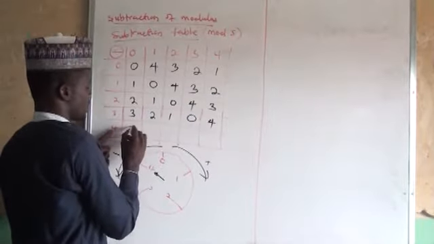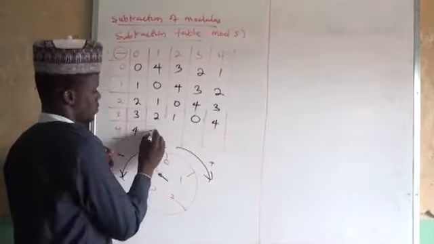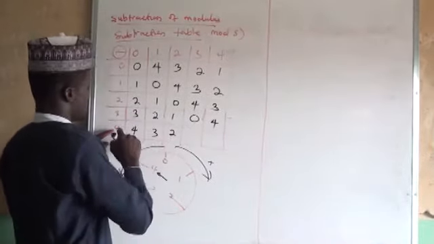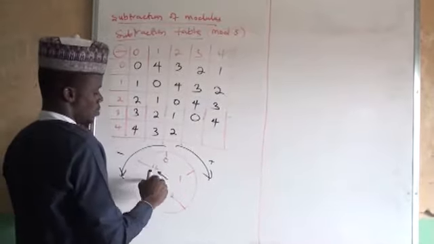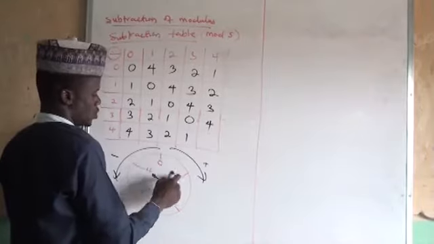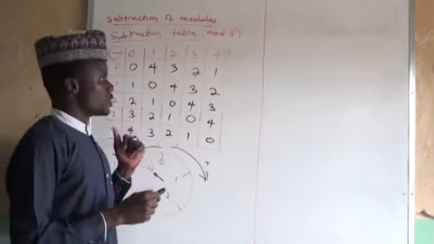Then lastly, 4 minus 0, the pointer is going to be here. 4 minus 0, here we have 4. Then 4 minus 1, we have to count 1 anti-clockwise, which is 3. 4 minus 2, we have to count 2. 1, 2. Like this. Then 4 minus 3, we have to count 3. 1, 2, 3. Here we have 1. Then 4 minus 4, 1, 2, 3, 4. Here we have 0. This is how to get the table.